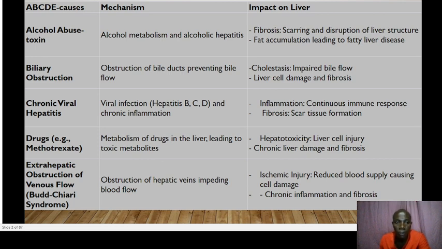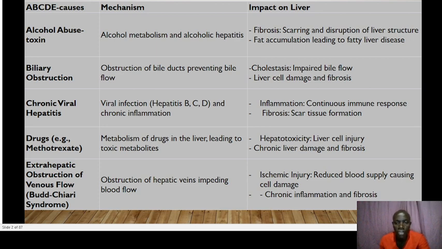Next, we have chronic viral hepatitis. Viral infection, that is hepatitis B, C, and D, and chronic inflammation normally lead to liver cell injury. This also results in inflammation, which is characterized by continuous immune response. Another impact on the liver is that it normally results in fibrosis, leading to scar tissue formation.